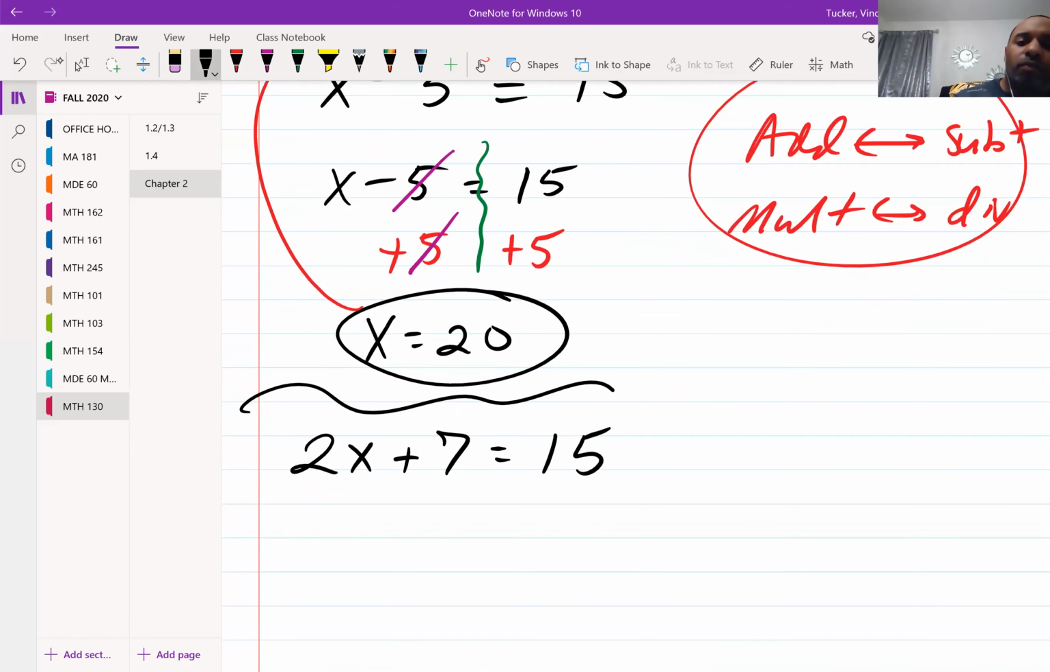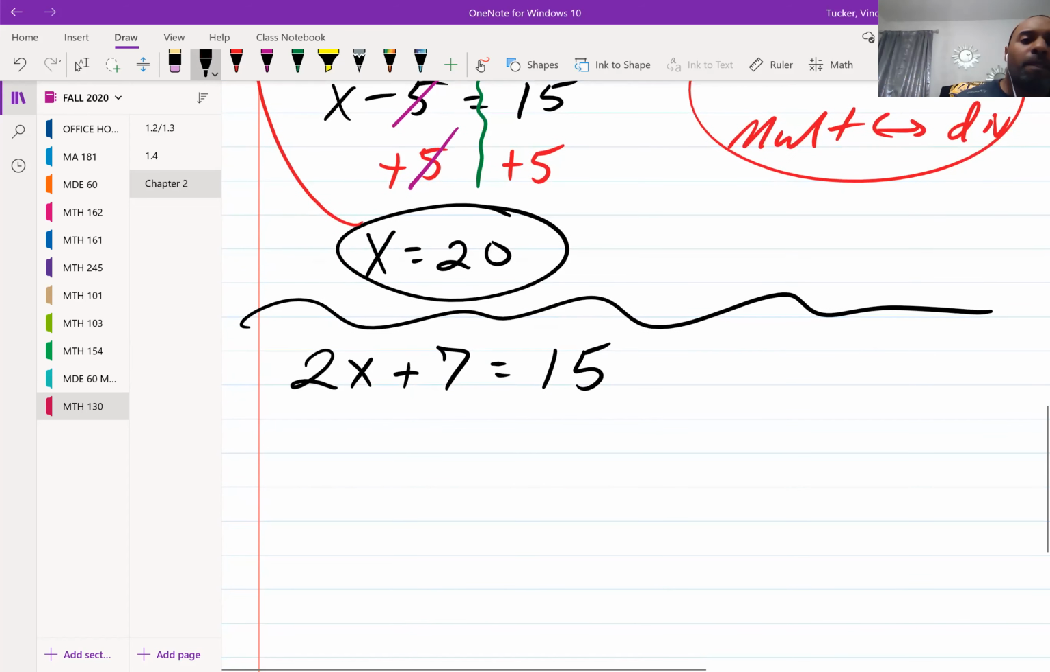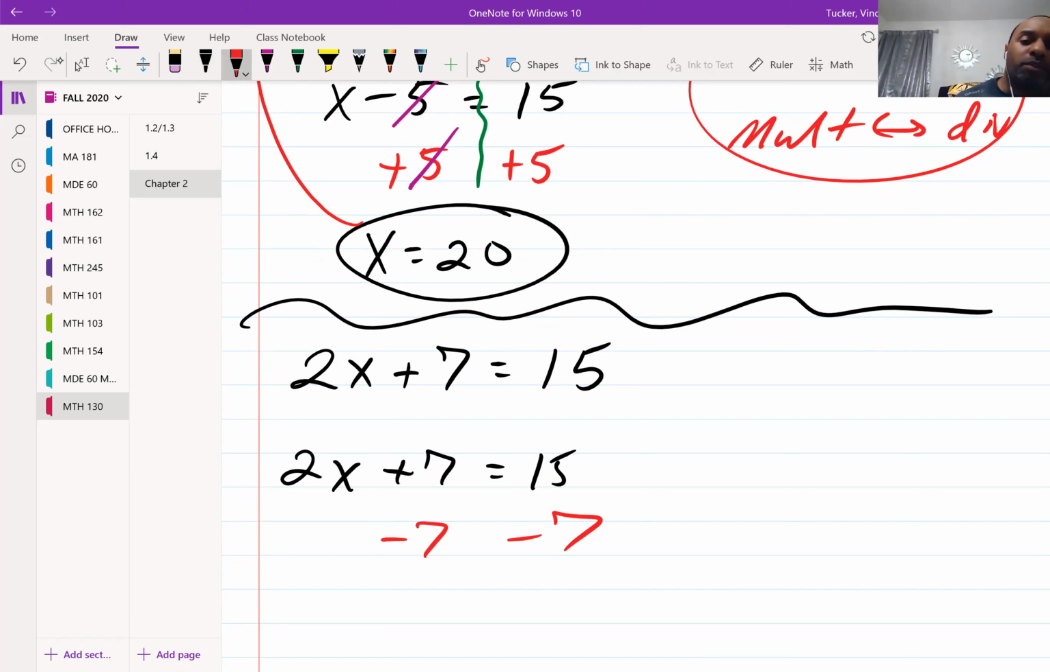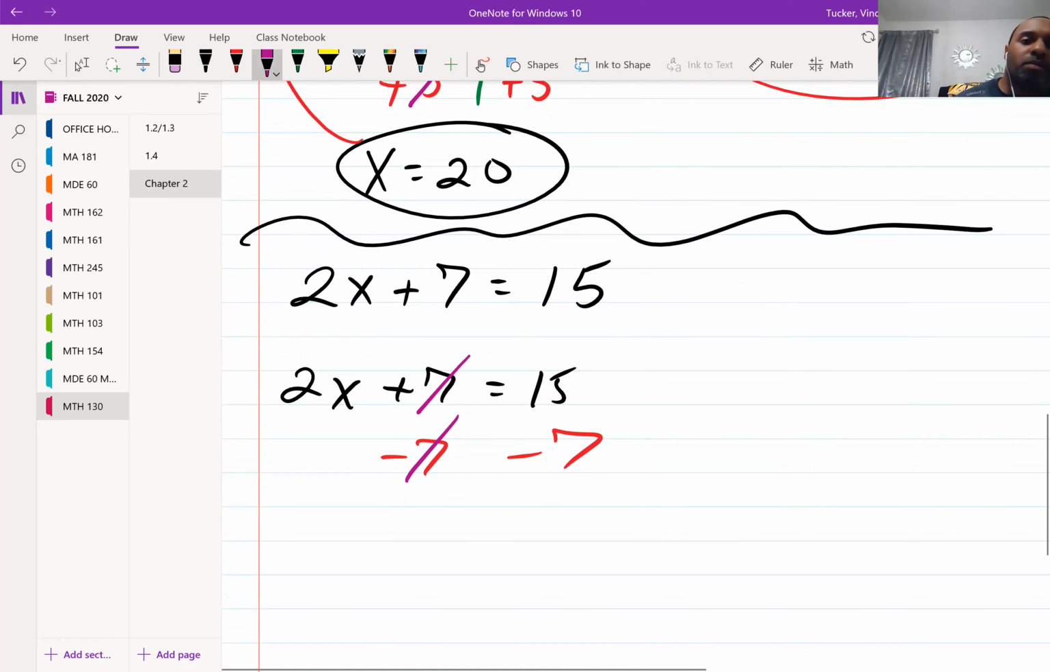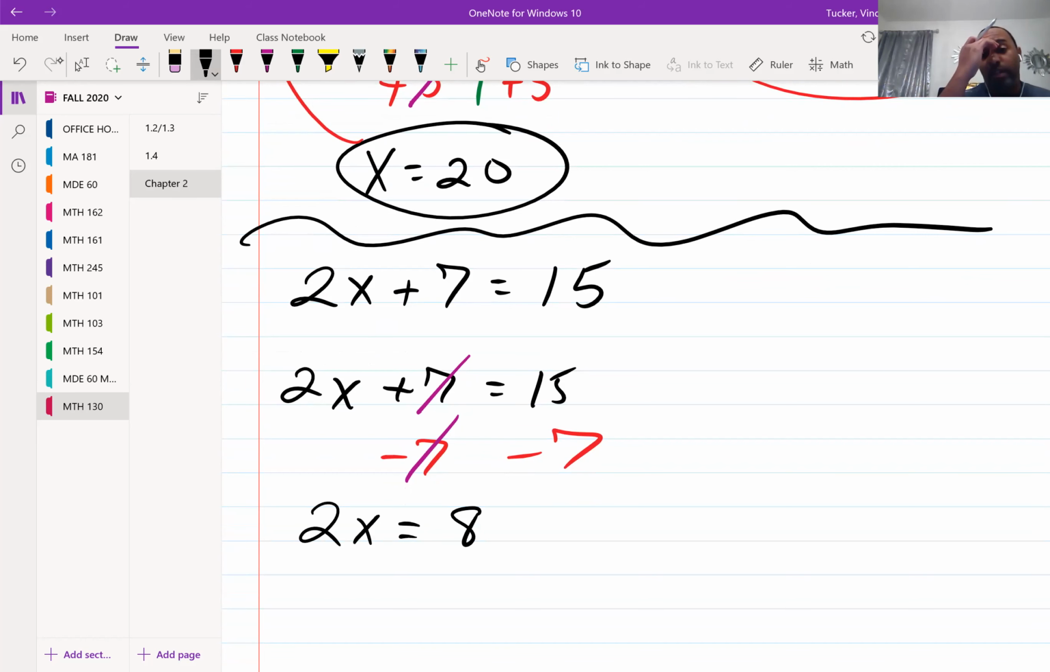All right, so if I have 2x plus 7 equal to 15, my goal is to get x by itself. But what's being done to it is that you're multiplying by 2 and adding 7 to it. The most efficient way to handle this problem is to move the 7 first, subtracting 7 from both sides of your equal sign. Positive 7 and negative 7 cancel. 2x is equal to 8.